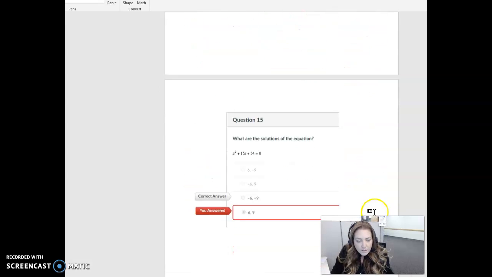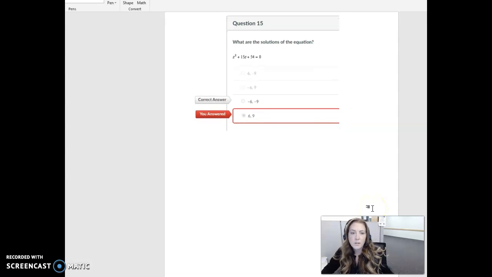And then the last question, you are really close. They want the solutions. So if you factor, I know the factors of 54 are 9 times 6, and they both need to be positive to get to 15. So we'll have x plus 9, and then x plus 6. But then when you set them both equal to 0, the actual roots are going to be -9 and -6. So those are the solutions and those are the factors, okay? So your solutions should be the opposite signs.